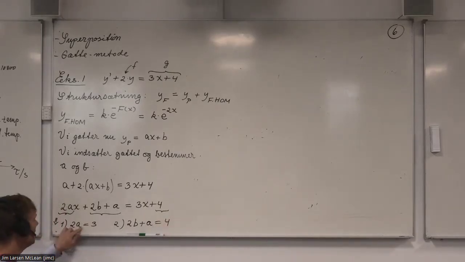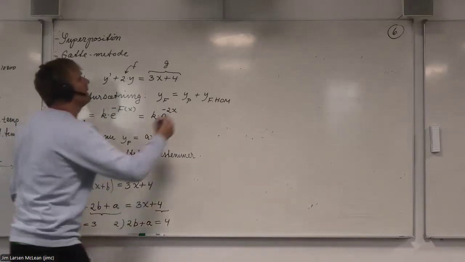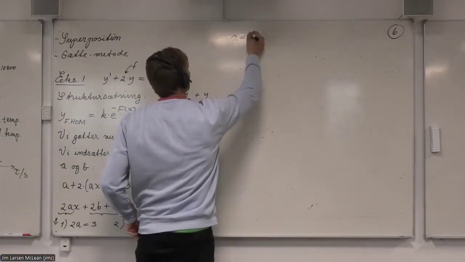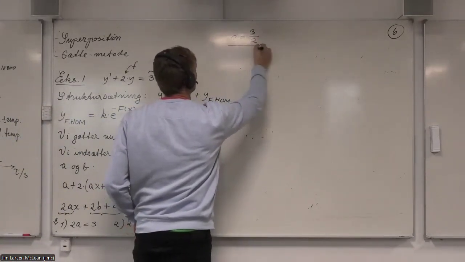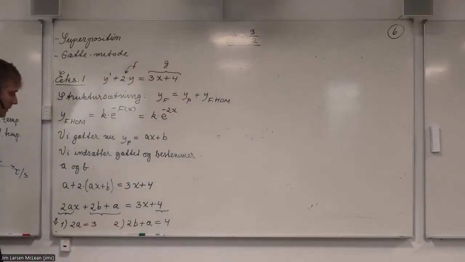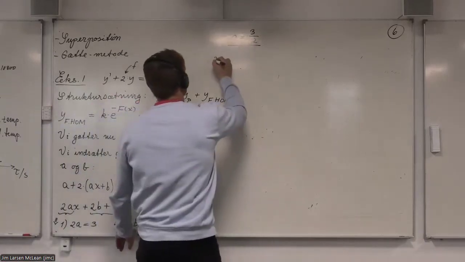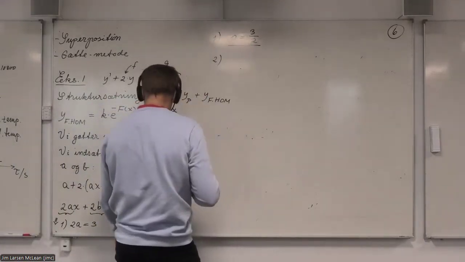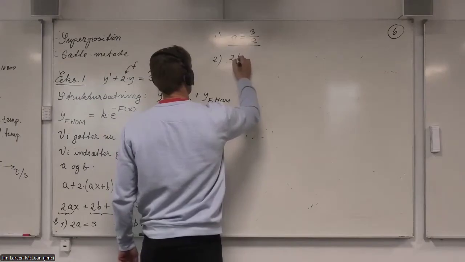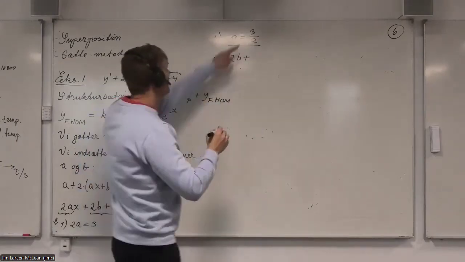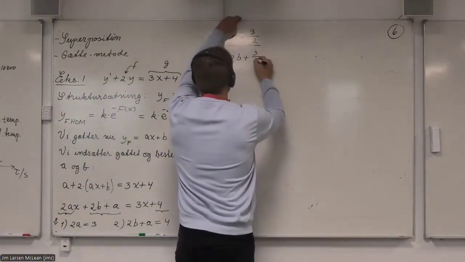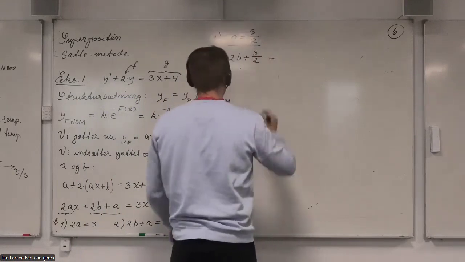Okay, then I can find a. It must be 3 halves. So a must be 3 halves. So far, so good. Now we are a step closer. But now I know a, so I can find b in line number 2. Because in line number 2, it says that 2 times b plus a, but I know a. It is 3.5. That should result in 4.